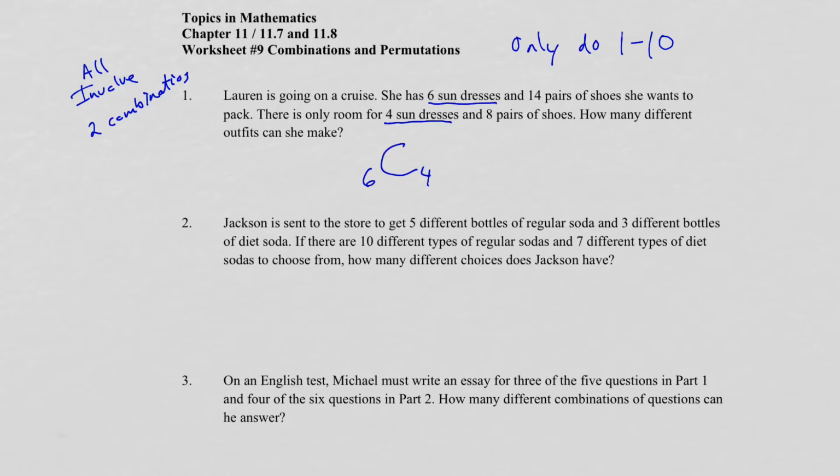So connect the numbers for the sundresses, and then connect the numbers for the shoes. We have 14 total pairs of shoes. We have 8 pairs of shoes that we can only pick. So we're going to do 14 and 8. Notice how the smaller number goes on the right all the time. And then what are we going to do with these 2? If I'm trying to find the total number of combinations, multiply there.